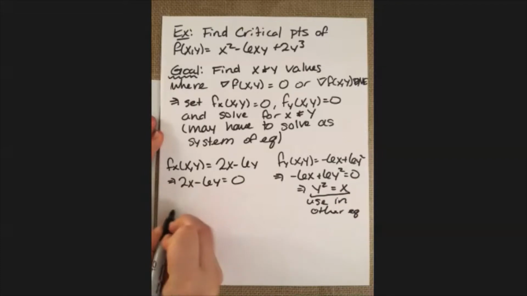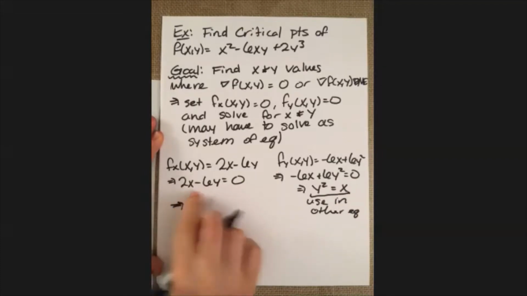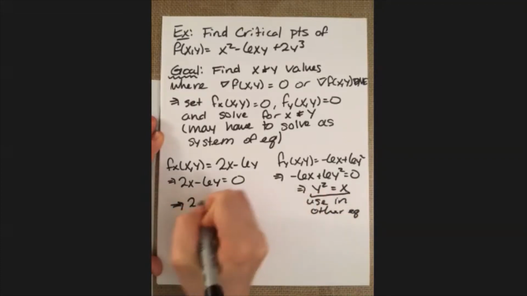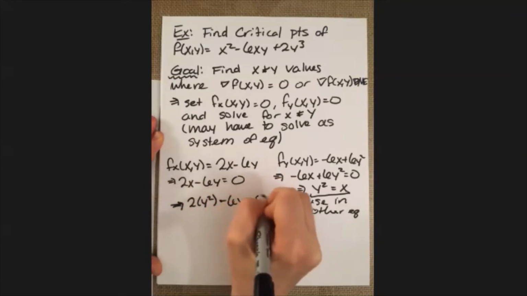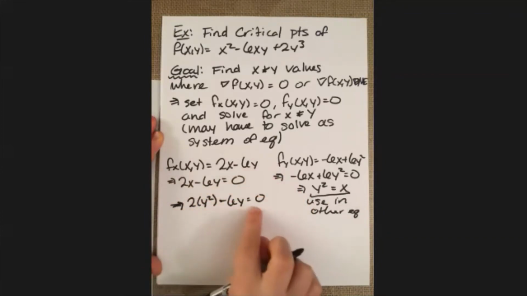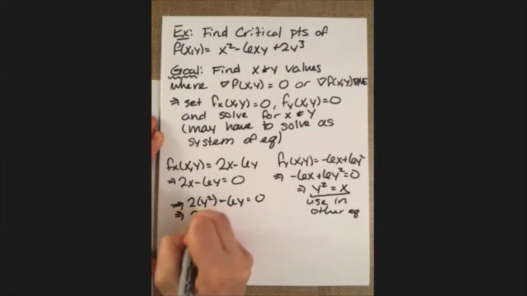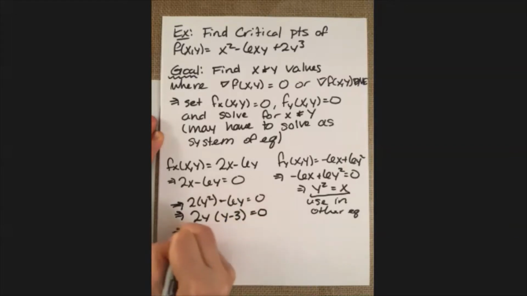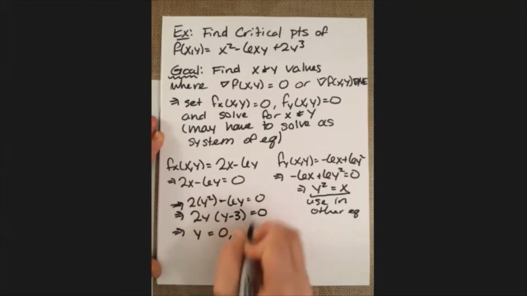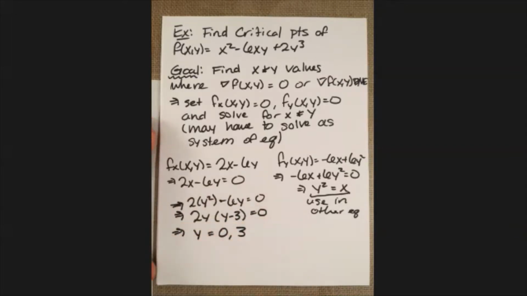So coming back over here, I'm going to swap out the x for the y squared, and I'm going to get 2 times y squared minus 6y is equal to 0. Now out of this, I can factor 2y. I'm going to get y minus 3 equals 0, which means that y has to be equal to 0, or y has to be equal to 3. So now I have my information for y.